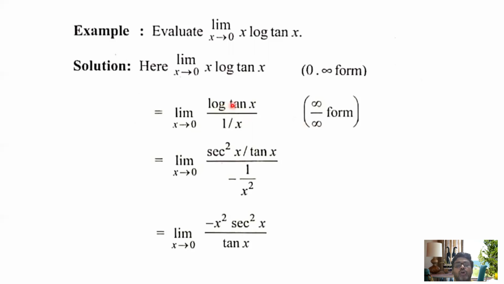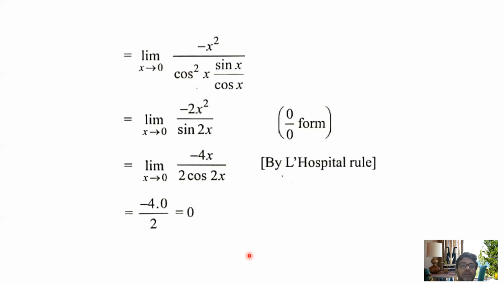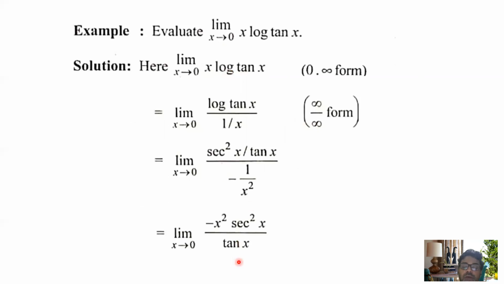Differentiate log of tan x, that is 1 by tan x into sec square x, and the derivative of 1 by x is minus 1 by x square. After simplification, what we have is minus x square sec square x by tan x. So here, when you substitute the value 0, that is 0 into something means 0, and tan 0 is equal to 0, that is 0 by 0 form. Again you differentiate and simplify this. Okay, that is minus x square cos square by sin square, sin x into tan x, that is tan x equals sin x by cos x.